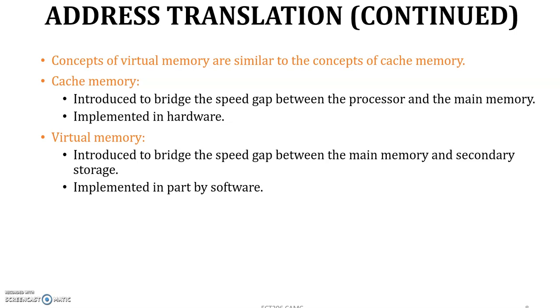And virtual memory is introduced to bridge the speed gap between the main memory and the secondary storage. We said that when the processor accesses secondary storage, it takes a lot of time compared to main memory. So to adjust that speed gap, we came to the concept of virtual memory. Virtual memory is implemented in part by software, not only the hardware but in part by the software also.